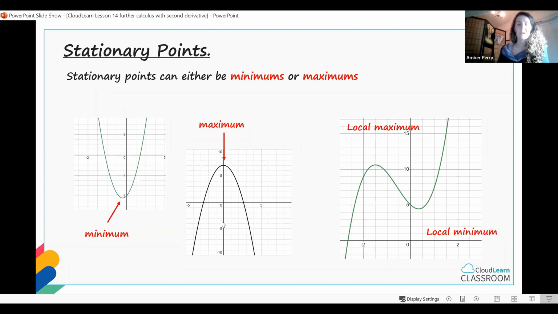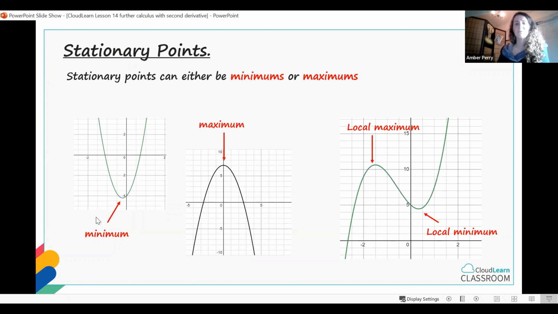So on a cubic graph, we call them the local maximum and the local minimum. And that is because this is a maximum point, but it's not the greatest point that the whole graph gets to, because you can see that the graph here continues on getting bigger. And then this is a local minimum because it's not the smallest point that the graph gets to. It can go smaller, but it's the smallest point locally, and then it continues going up afterwards.